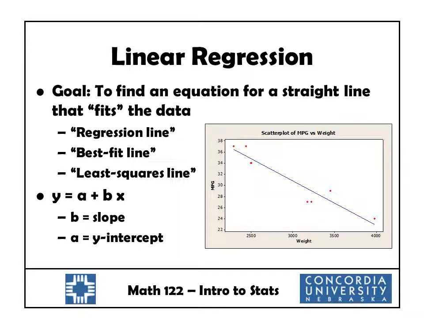Now an equation for a straight line, if you remember back to high school algebra, has a form that looks like this: y equals a plus bx. B is what we call the slope, a is what's called the y-intercept. Now in high school you may have read it as y equals mx plus b. Different letters, but they mean the same thing. Y equals a plus bx.